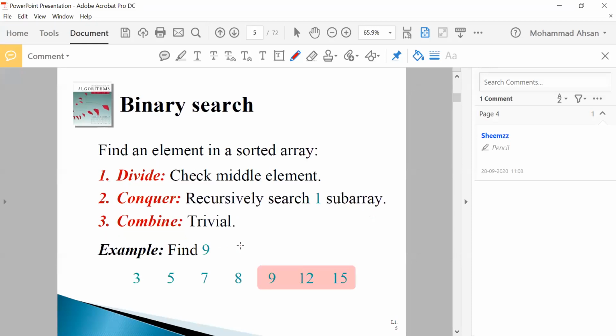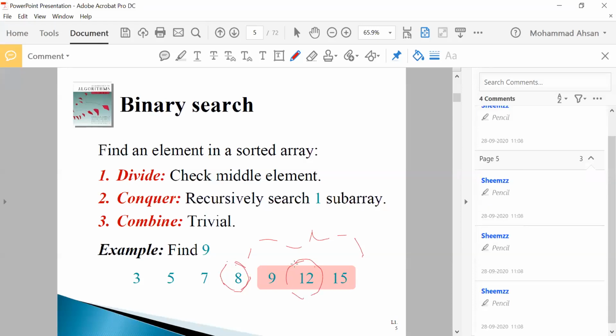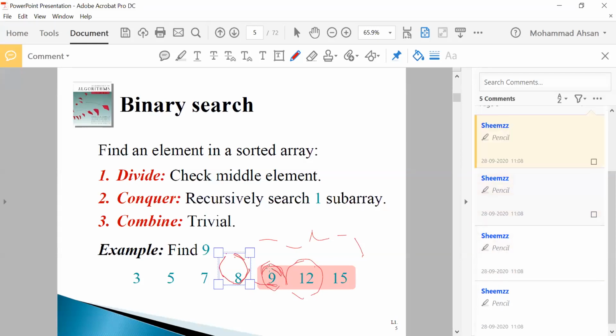So if you are looking for 9 in this, you will check the middle element, which is 8, and 8 is less than 9. So this is what we have to look for. Then when you have 9, 12, and 15, again you will take the middle element and compare it with 9. 9 is less than, so you will take this subarray here, which has only 9, and that is your answer.